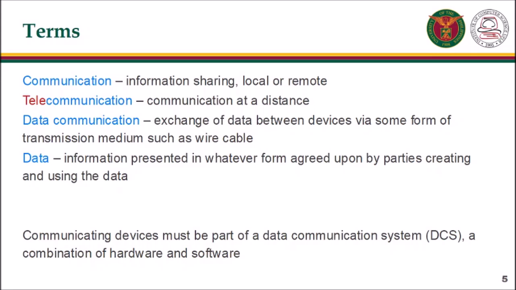Data communication is the exchange of data between devices via some form of transmission medium. Data is any information presented in whatever form agreed upon by the parties. For data communication to occur, the communicating devices must be part of a data communication system, a combination of hardware and software.